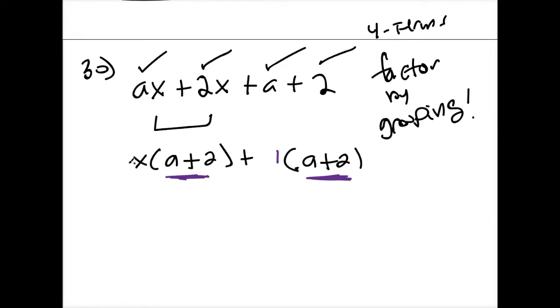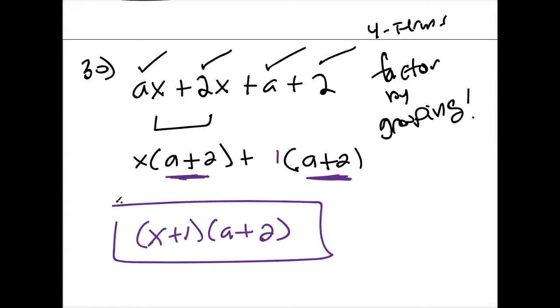I say, all right, write down just the outside guys. X plus 1. Check. And then one of the twins, A plus 2. Close. Answer. So that's factored by grouping. Don't really need an arrow there. Okay. 31.